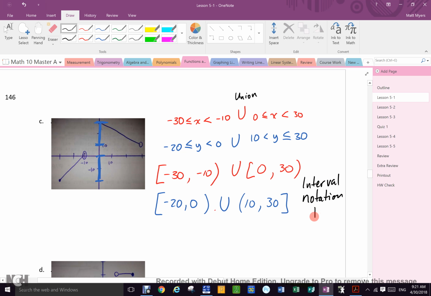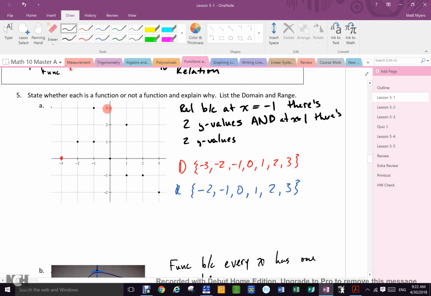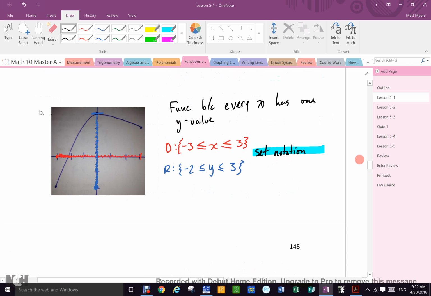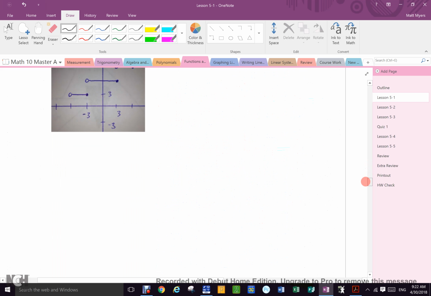But this only works with lines. You can't use it if you don't have a line on the graph. So, would it work for this one? Could I use interval notation here? No, because it's dots. Could I use interval notation here? Yes, because it's a line. Everybody cool?